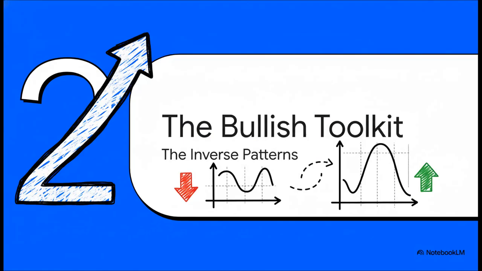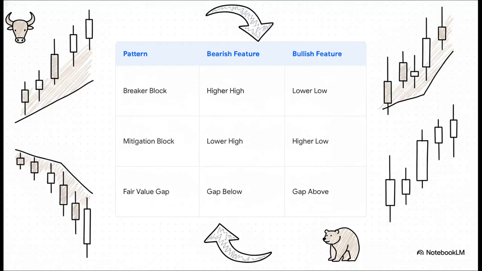All right, we've covered the bearish side. And you know what the best part is? If you understood all of that, you already know the bullish patterns. Why? Because they are just the exact opposite. A perfect mirror image of what we just learned. Seriously, just flip everything upside down. Remember how the bearish breaker needed a higher high? Well, the bullish one needs a lower low. The bearish mitigation block had a lower high. The bullish one has a higher low. And that fair value gap, instead of being a gap below price, it's a gap above price. It is that simple. Perfect inversion.